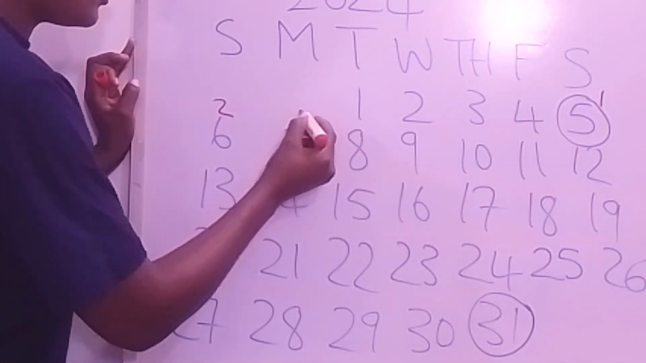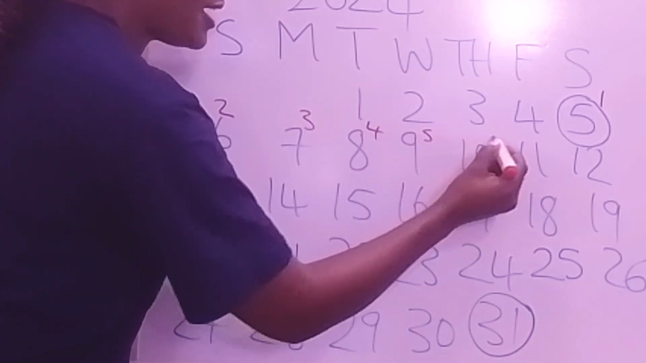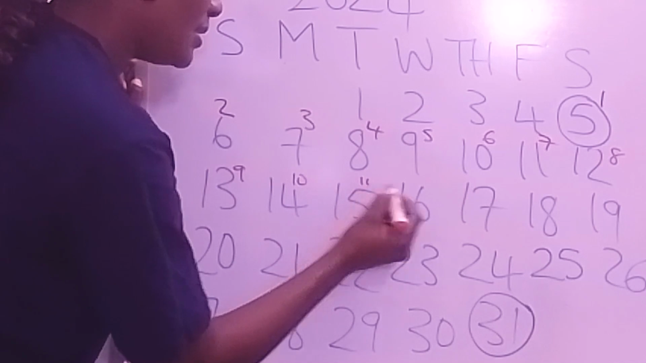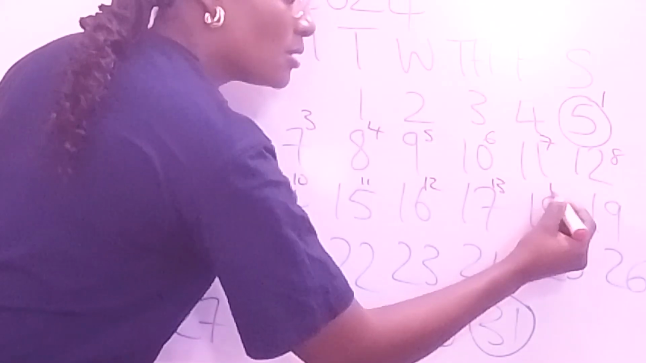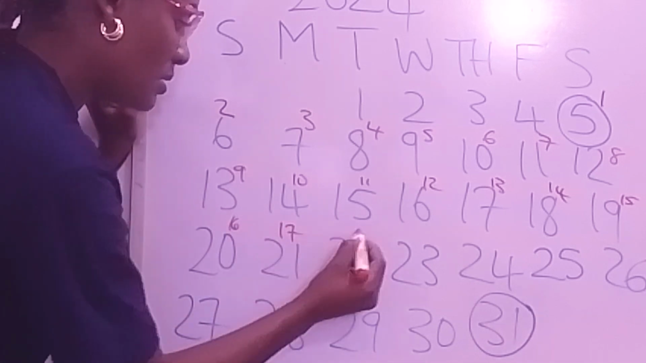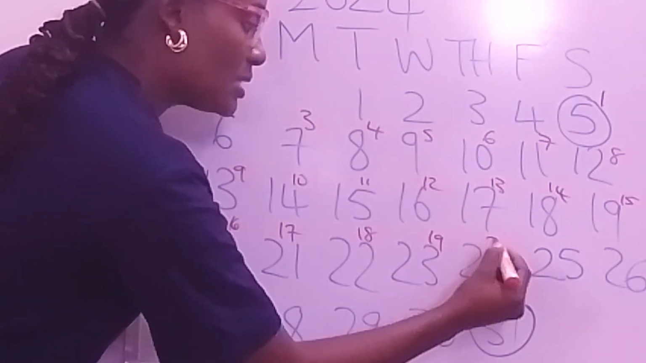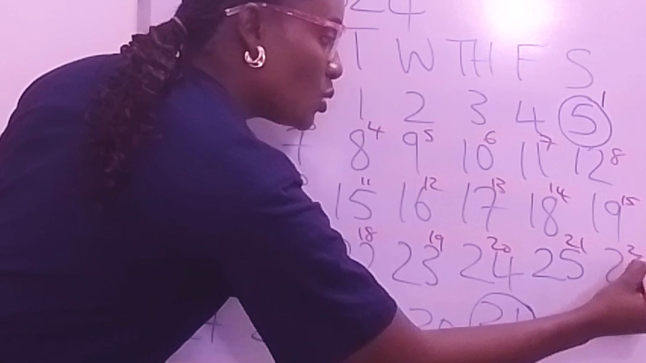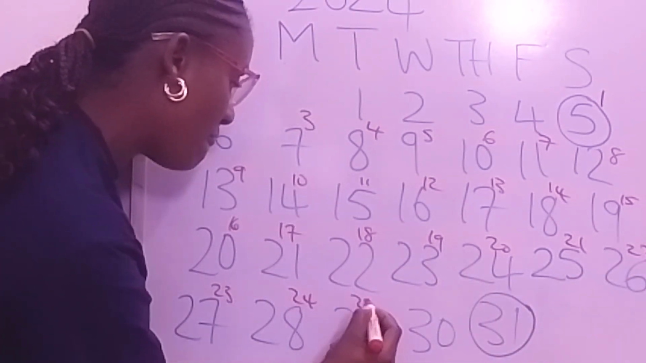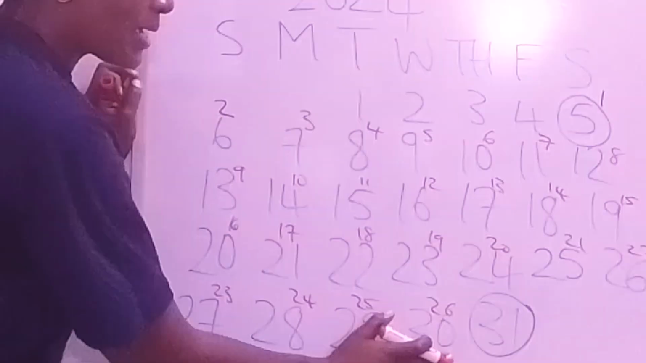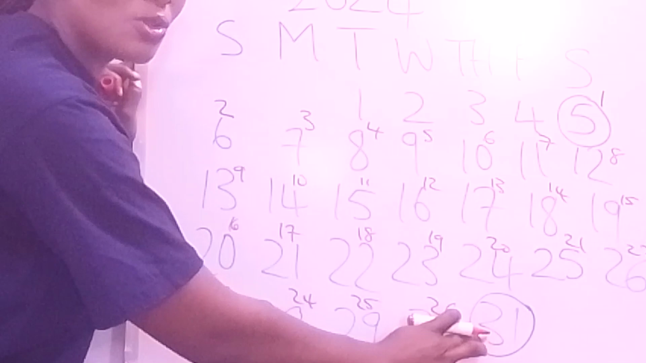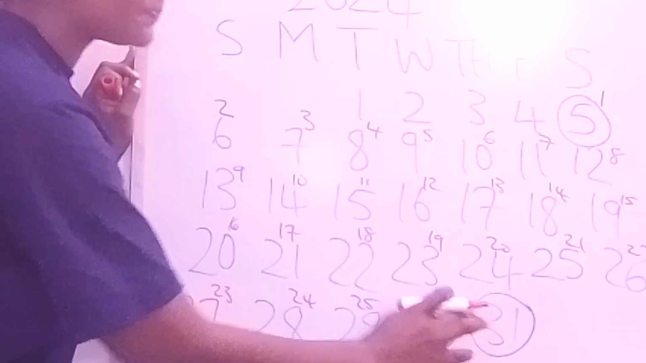So let's continue. This is day 3, this day 4, 5, 6, 7, 8, 9, 10, 11, 12, 13, 14, 15, 16, 17, 18, 19, 20, 21, 22, 23, 24, 25, 26. You stop counting here because the next day is the day you saw your menses.